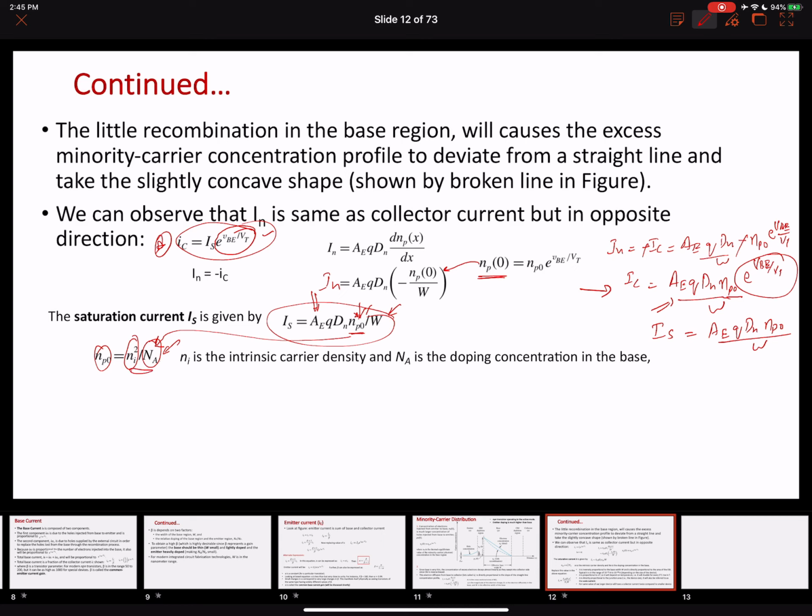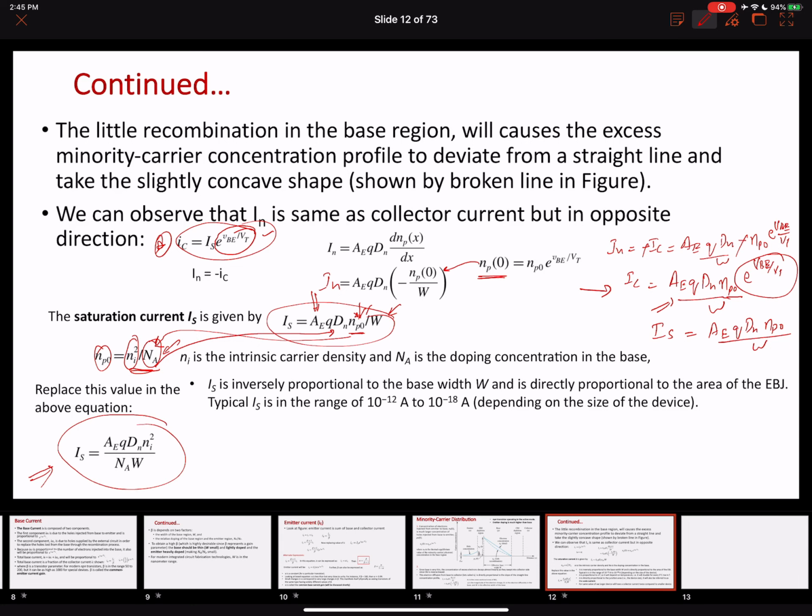Okay, so I can also replace this value over here to get a new equation. So this is our final equation of the scaling current. We can see from this equation that the scaling current is inversely proportional to the width. So if our width is smaller, our scaling current will increase. And it is directly proportional to the area of the emitter base junction. So the greater the emitter base junction area, the greater the scaling current.